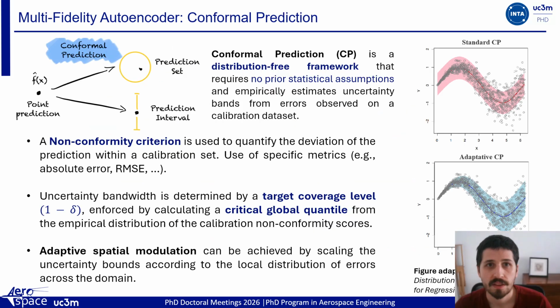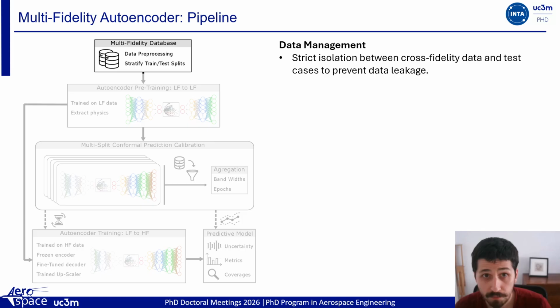Since we wanted to retain the native uncertainty estimation that you typically get on Gaussian process regressions, we decided to implement conformal prediction for our model. The main advantage is that it is distribution free, so the uncertainty is calculated empirically from calibration error without any prior assumptions. Standard conformal prediction provides uniform intervals, but in this case we introduce an adaptive spatial modulation that scales the uncertainty locally.